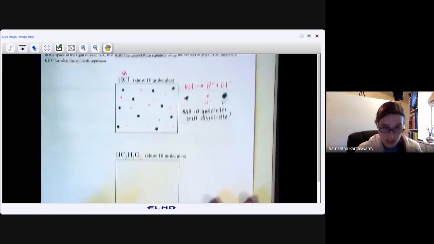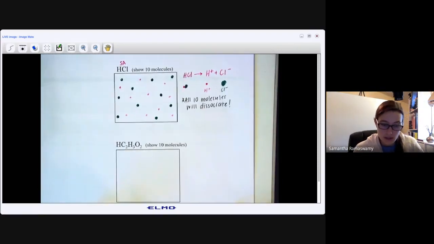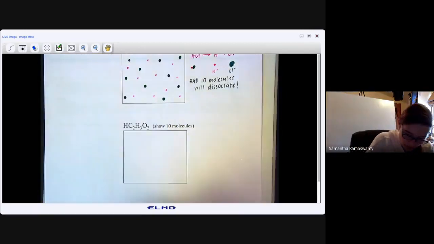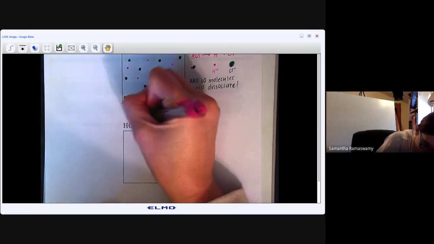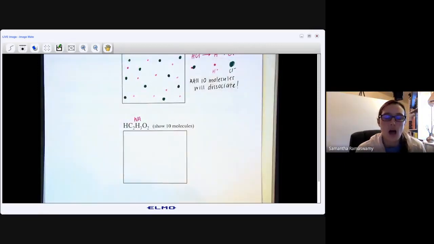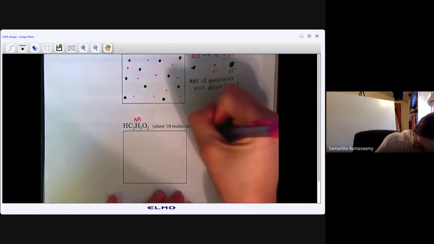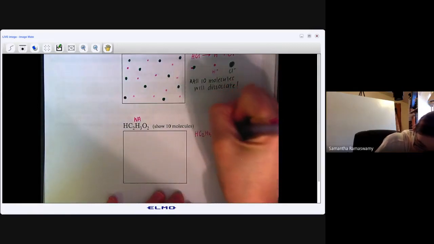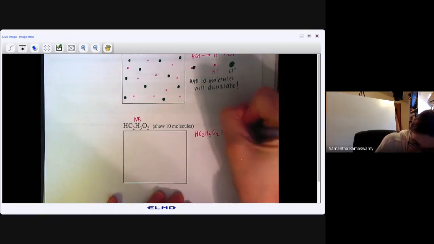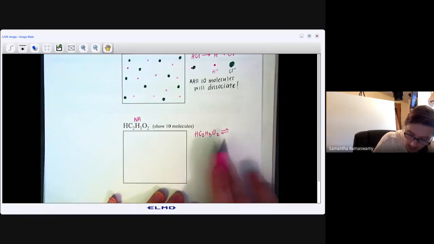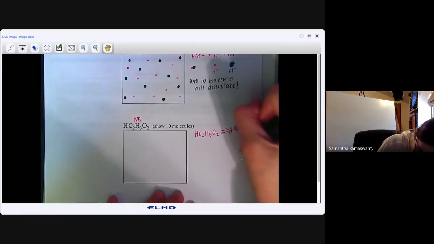Now, at the bottom here, we have acetic acid. I'm going to start by labeling this a weak acid. Acetic acid is not one of the 7 strong acids, so it's weak. I'm going to start by writing the dissociation equation over here to the side. Because it's a weak acid, it exists at equilibrium with its ions.